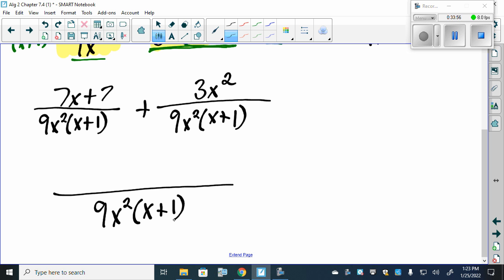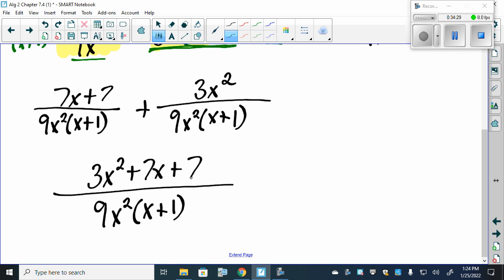Well, no. 3x squared, 7x, and 7 are not alike, so we can just go on and add them, which gives us 3x squared plus 7x plus 7. Now, at this point, we would need to see if the numerator would factor in any way, shape, or form, and unfortunately, or fortunately, this is as simplified as it gets. 3x squared plus 7x plus 7 doesn't factor.